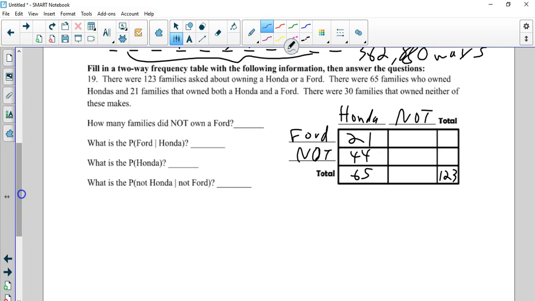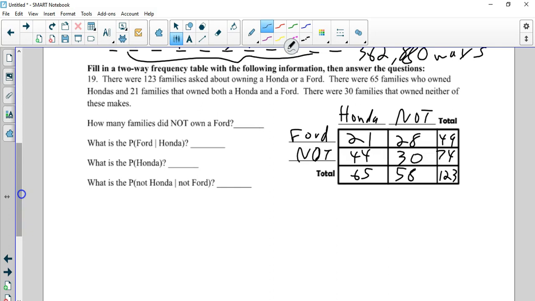Simple subtraction, 65 minus 21. It also says there are 30 families that owned neither. So 44 plus 30 is 74. 123 minus 74 is 49. 49 minus 21 is 28. And 28 plus 30 is 58. And there's a lot of different ways you can go about that.